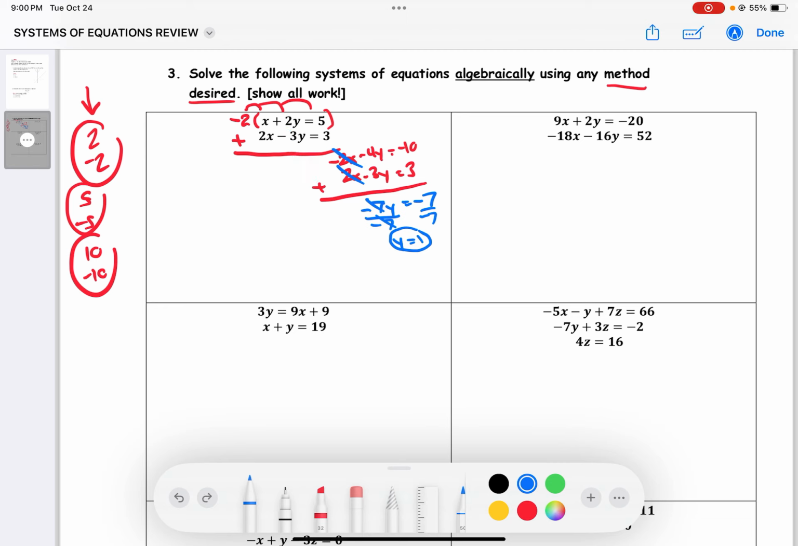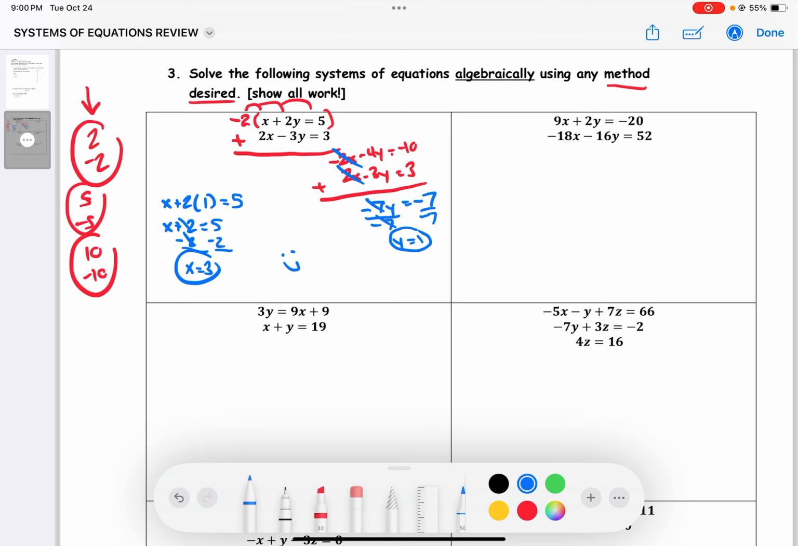So I'll pick the one that's easiest, which would be the top one, x plus 2 times y. Once again, they're equal, therefore they're interchangeable, equals 5. Right? 2 times 1 is 2. And then I take away 2 from both sides. And x is 3. And we're done here, right? First system is conquered.